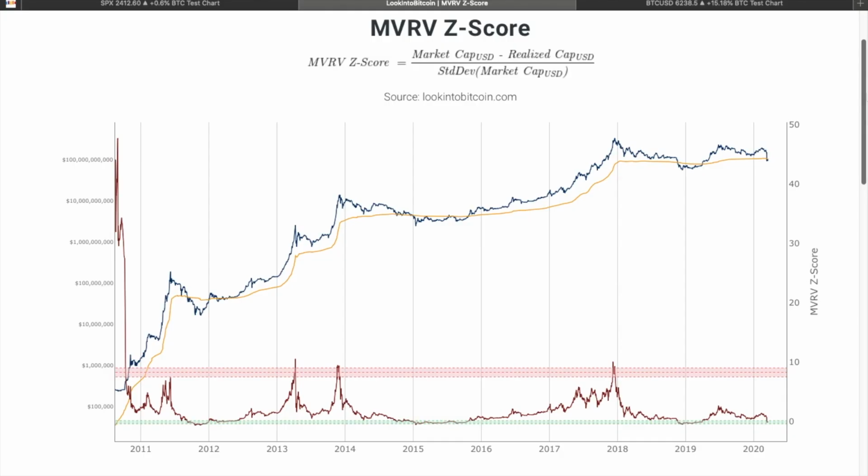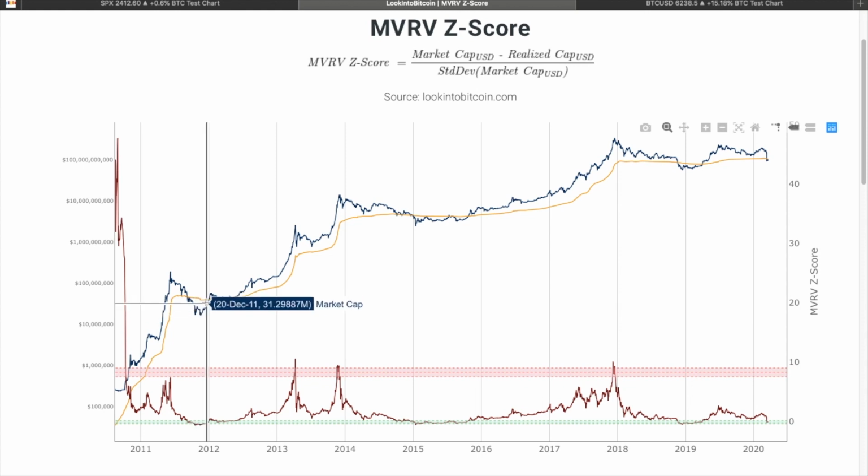This here is the MVRV score, and what it indicates is when the price of Bitcoin is overvalued or undervalued. It's pretty simple to understand actually. The blue line is the market cap, the orange one is the realized cap, and the red one is the Z score. If you see in the chart, when the market cap is below the realized cap, then it's an indication to enter the market. For example here, in 2011 November, when the market cap is below the realized cap, it is an indication of entering.